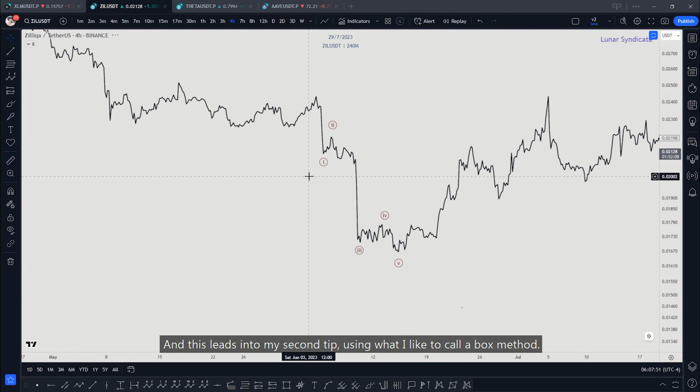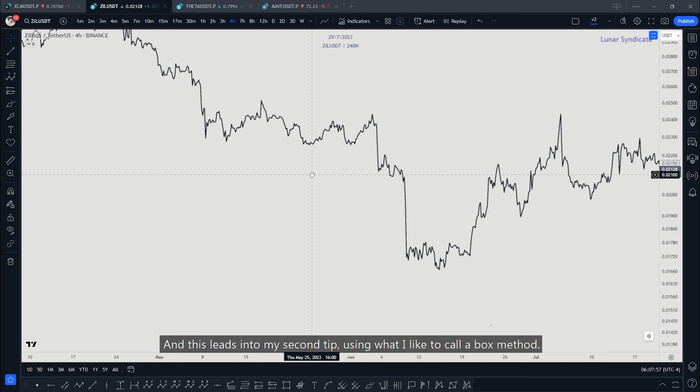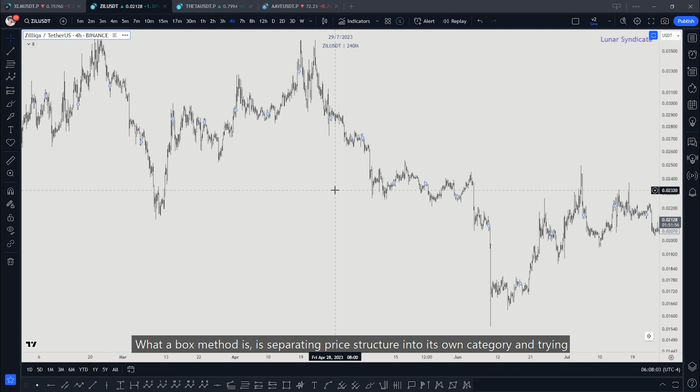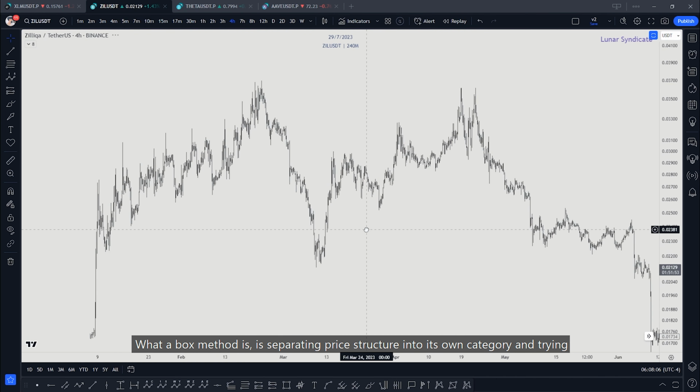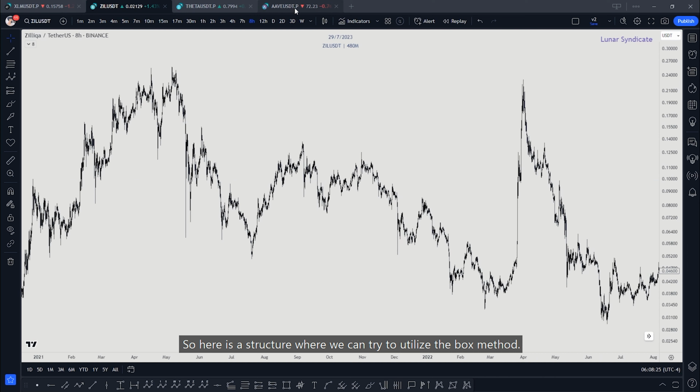And this leads into my second tip, using what I'd like to call a box method. What a box method is, is separating price structure into its own category, and trying to connect the pieces together. I like to use this box method when counting corrective structures where it's very choppy, and separating recognizable structures can help you fit the puzzle pieces together and determine the structure.